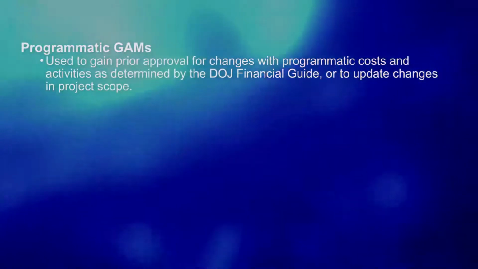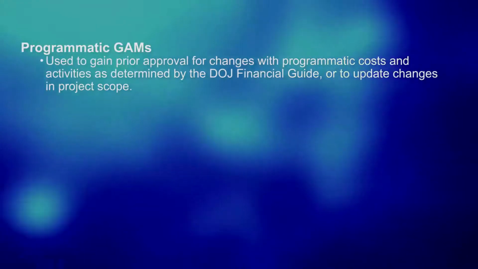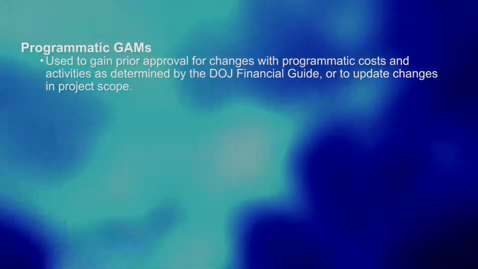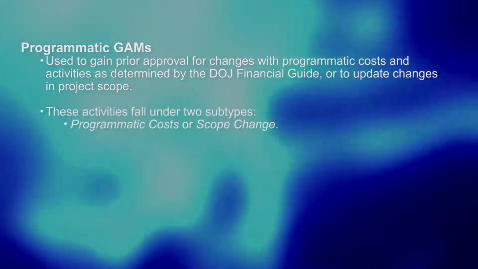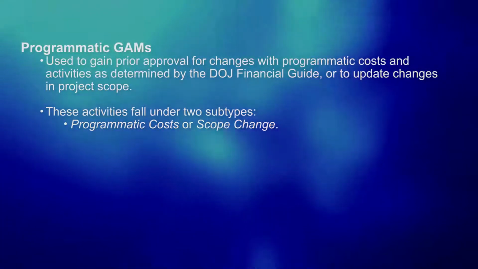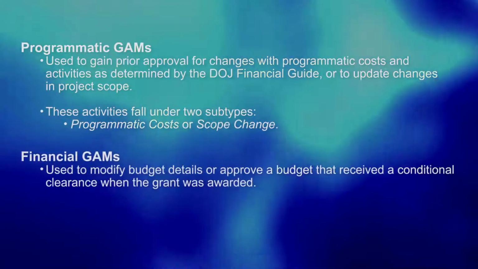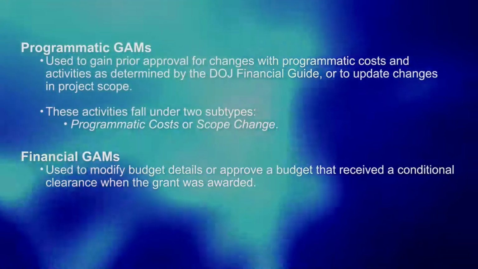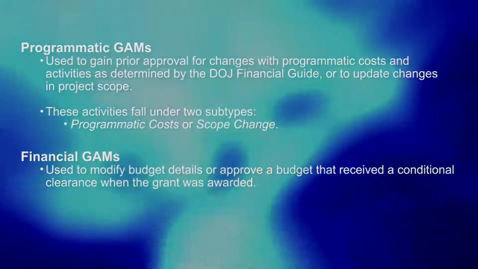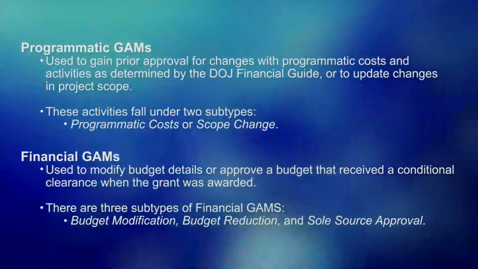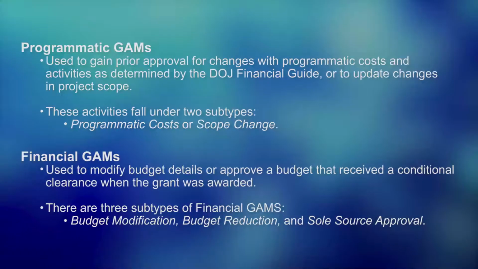Programmatic GAMs are used to gain prior approval for changes with programmatic costs and activities as determined by the DOJ Financial Guide, or to update changes in project scope. These activities fall under two subtypes: programmatic costs or scope change. Financial GAMs are used to modify budget details or approve a budget that received a conditional clearance when the grant was awarded. There are three subtypes of financial GAMs: budget modification, budget reduction, and sole source approval.